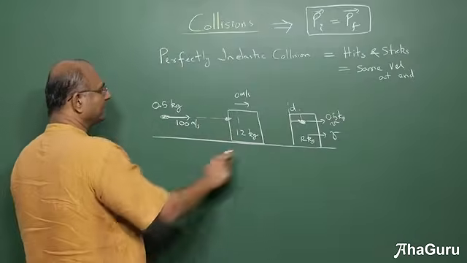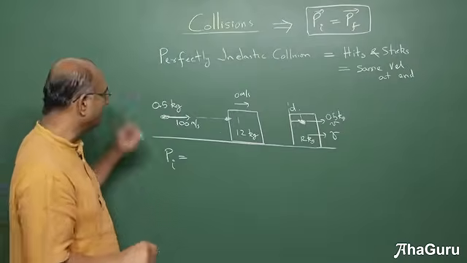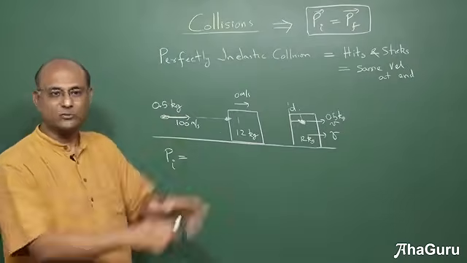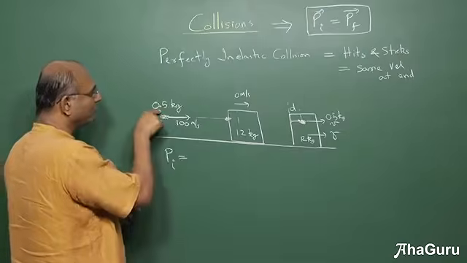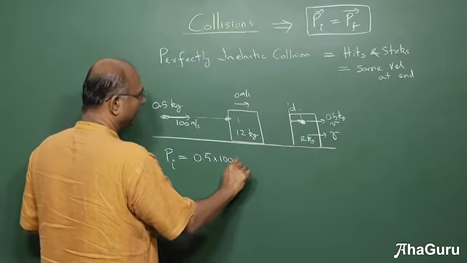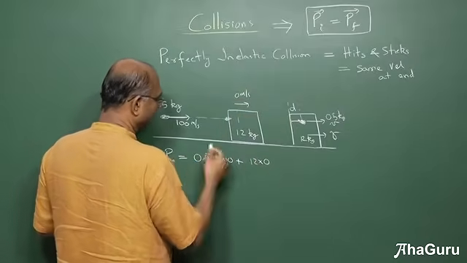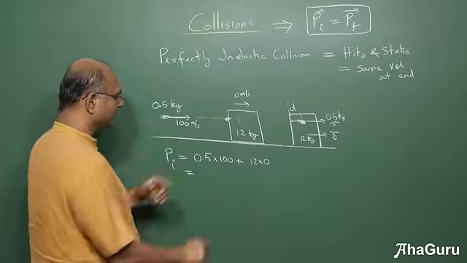What is the initial momentum? So what is momentum in the beginning? What is momentum? m1 u1 plus m2 u2 plus m3 u3, right? You have to add that up. So 0.5 into 100 plus 12 into 0, which we can ignore. So how much is this? This is going to give me 50.